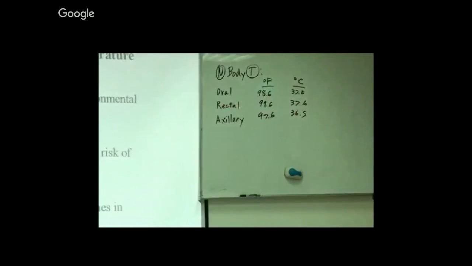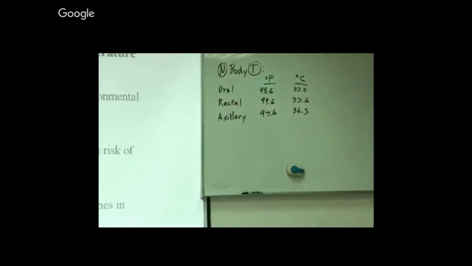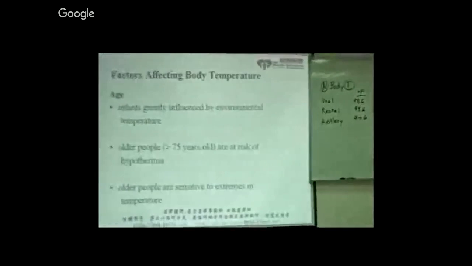So the rectal route in getting the temperature is the closest to your core body temperature, right? The most exact, right? That's what it means by this table. Okay, let's now go to factors affecting the body's temperature.